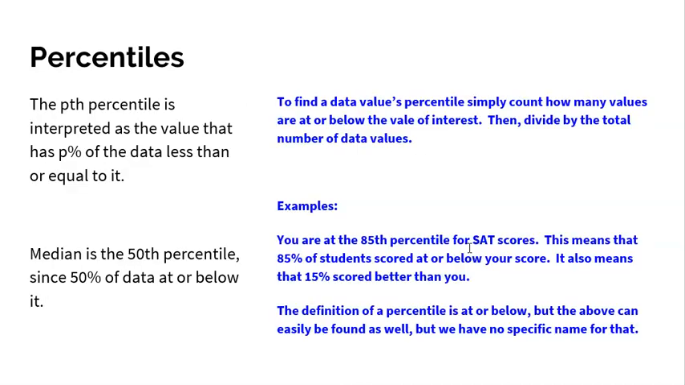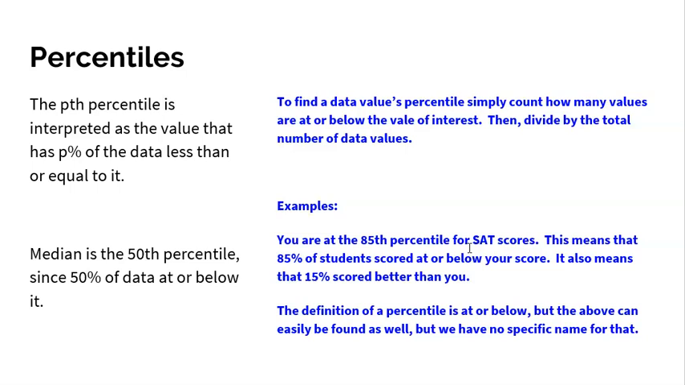All right, now we have a measure of position. This is a very famous vocab word that we'll use a lot this year: percentile. The p-th percentile of a set of data is interpreted as the value that has p% of data less than or equal to it. For example, the median is known as the 50th percentile because it has 50% of data at or below it. So keep in mind we see these percentiles all the time.